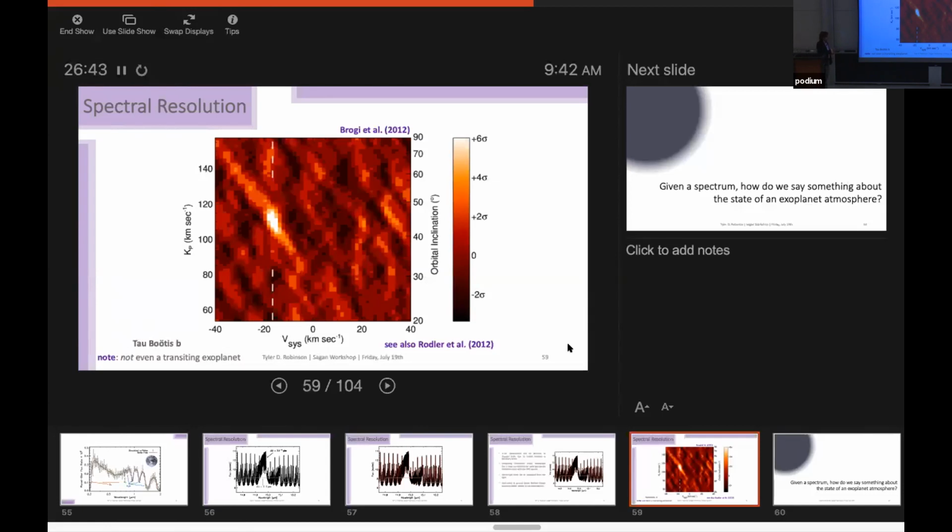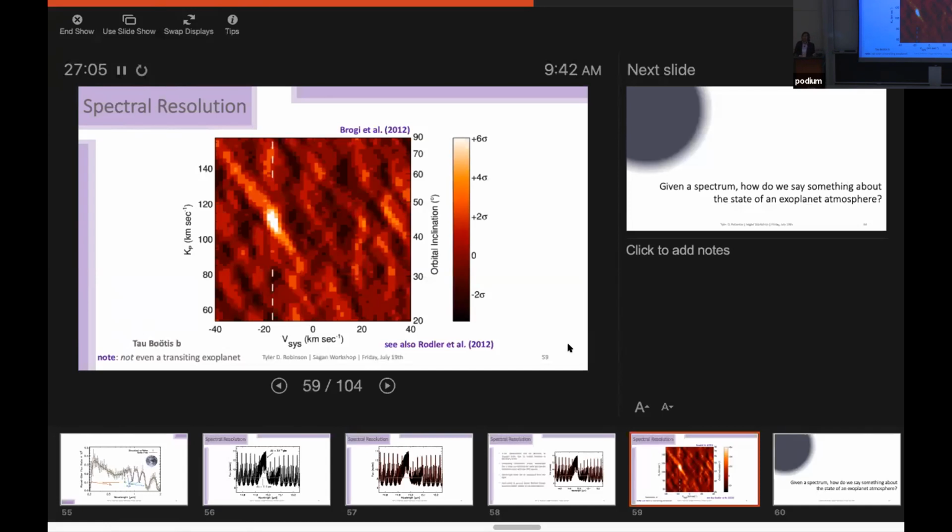And then they varied the bulk system velocity, so how fast the star is moving towards or away from us, as well as the radial velocity of the planet's orbit. And they got a strong detection for a good match between the CO template and the high resolution spectrum at a particular radial velocity of the planetary orbit and system velocity.